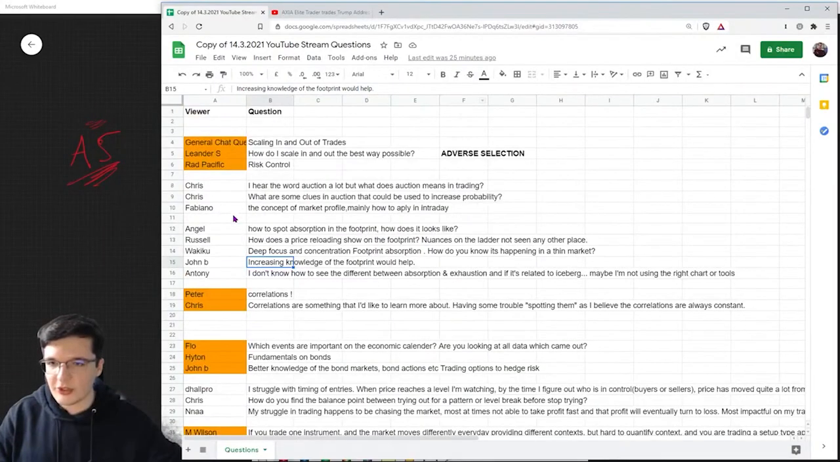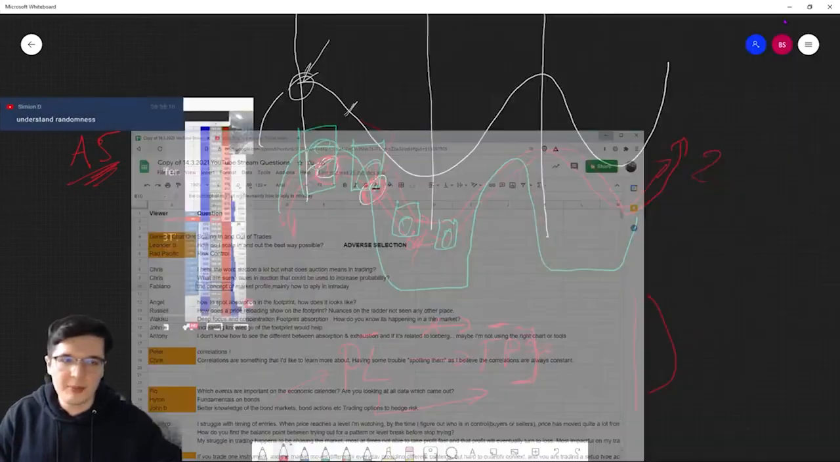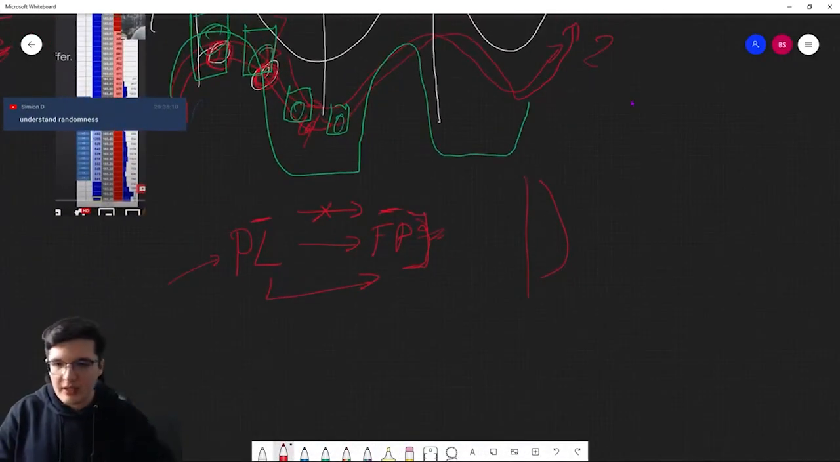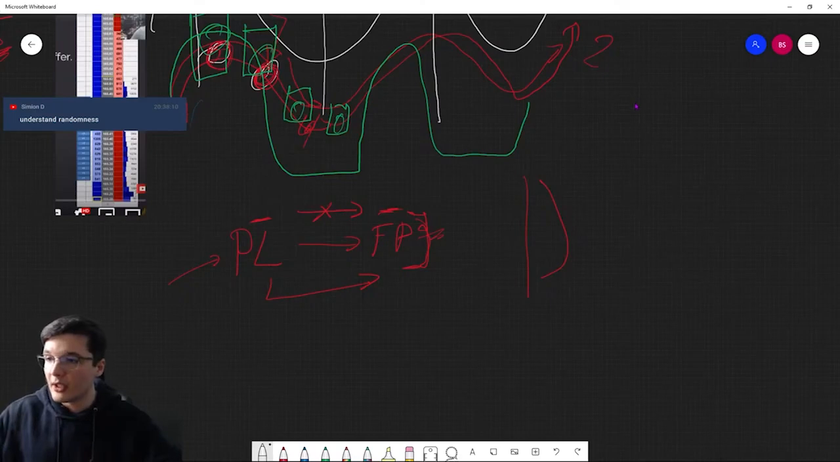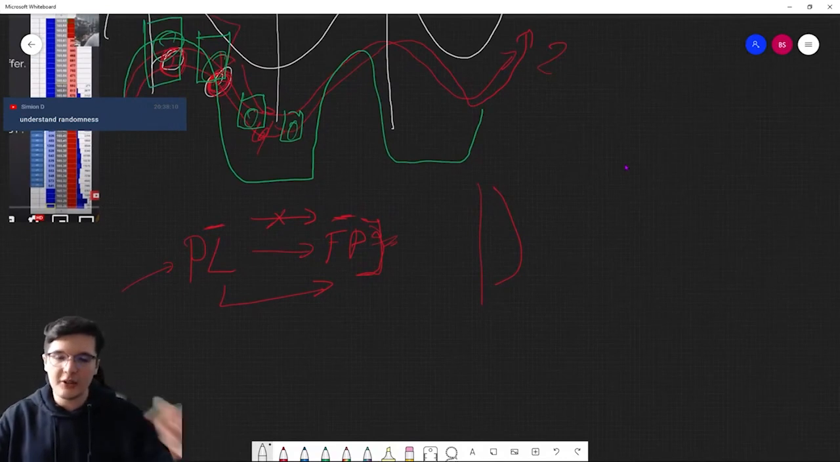Guys, for those of you, I think Chris and Fabiano, you hear the word auction a lot, but what does auction mean in trading? He means in the context of market auction theory. Are the clues in the auction the concept of market profile, it basically being the same thing? Again, this will be in the next stream, but I want to broach the topic. Instead of me hammering away for every single instance of this situation, you should just understand, if you really come to terms with adverse selection, which we discussed, the market auction.